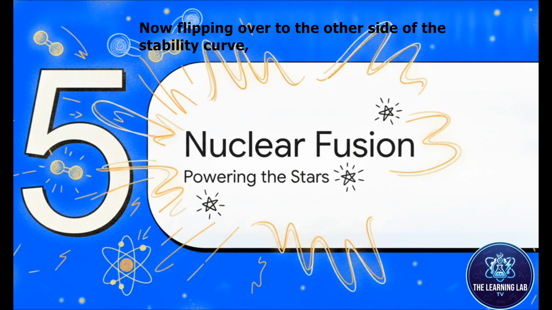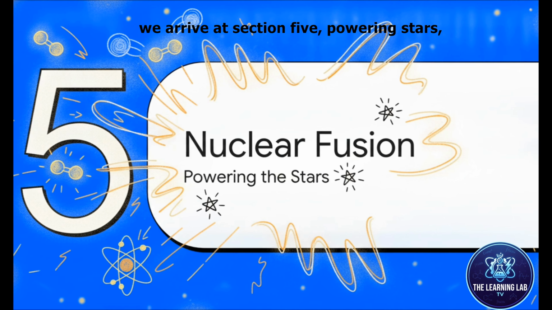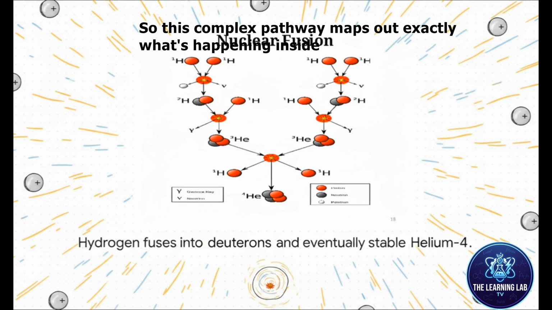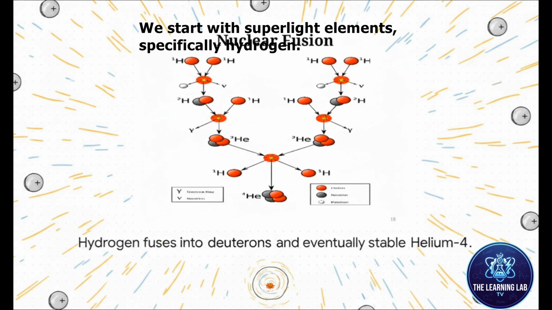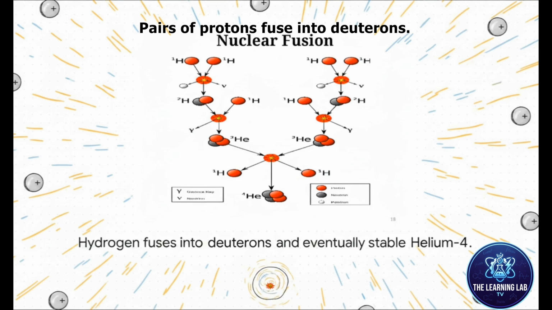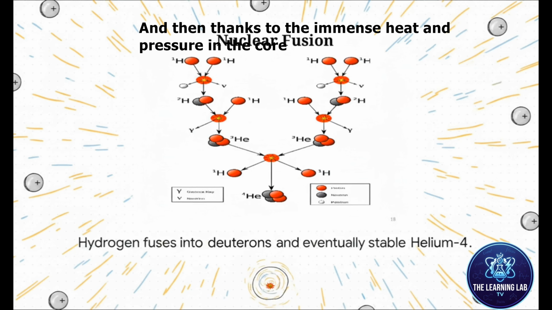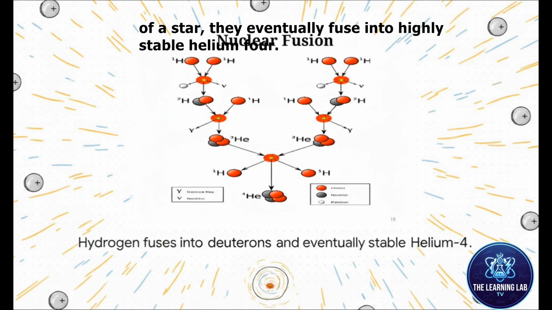Now, flipping over to the other side of the stability curve, we arrive at section 5, powering stars, nuclear fusion. So this complex pathway maps out exactly what's happening inside stars. We start with superlight elements, specifically hydrogen. Pairs of protons fuse into deuterons, and then, thanks to the immense heat and pressure in the core of a star, they eventually fuse into highly stable helium-4.